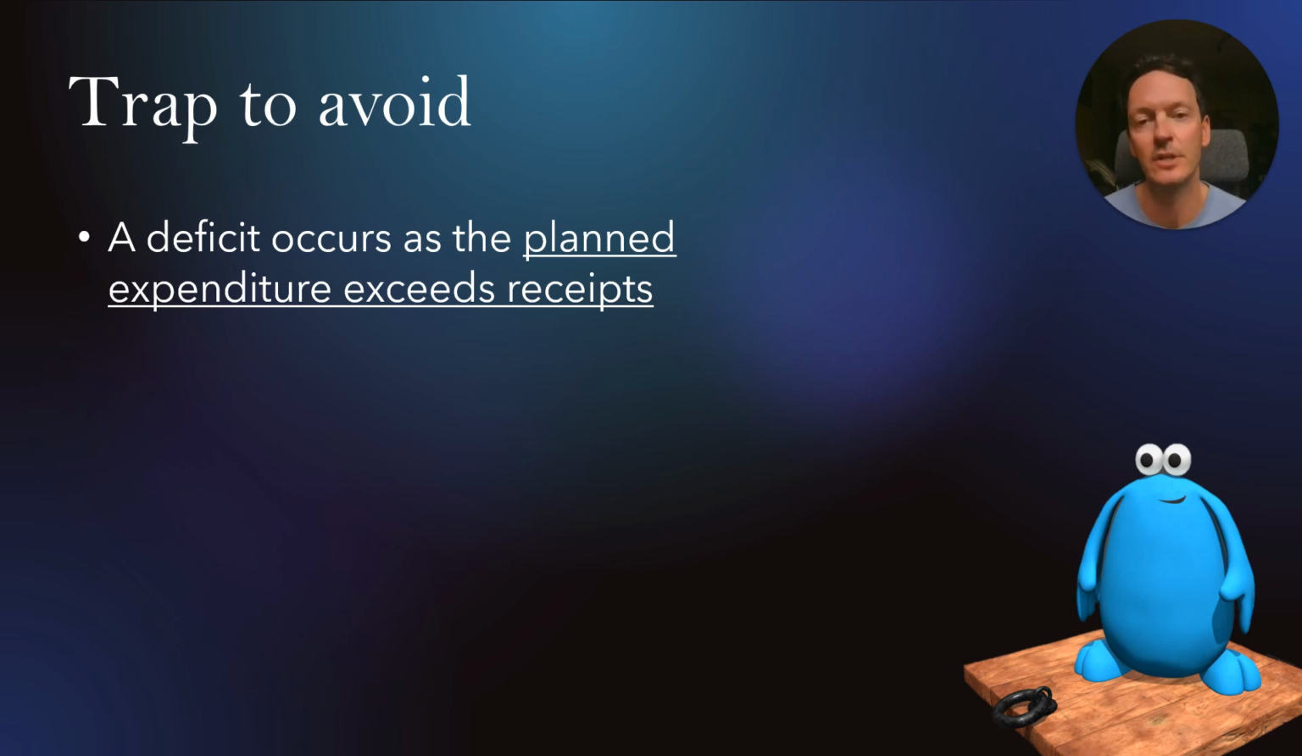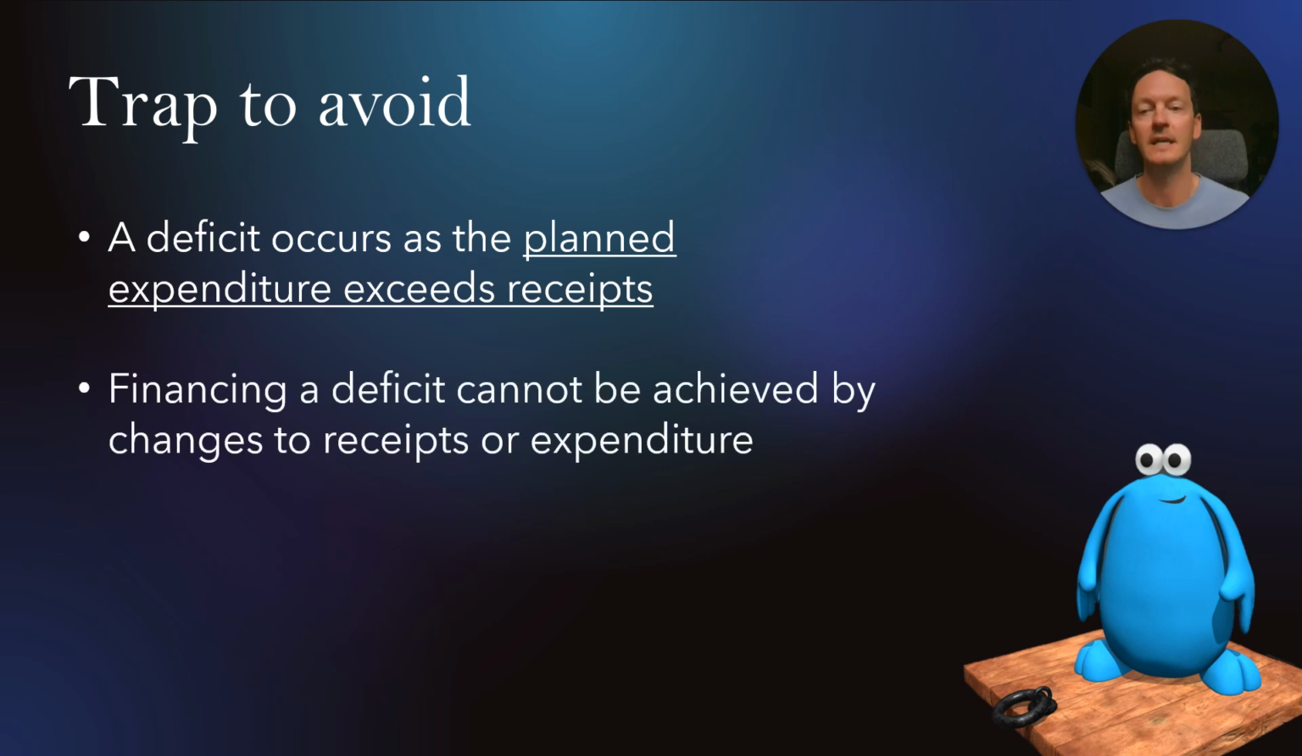So don't forget, a deficit occurs when the planned expenditure exceeds receipts. And you can't finance this shortfall by changing the plan. That's not really what we're talking about here, because the government has made these decisions on what they want to receive in the form of taxation and what they want to spend in the form of expenditure for very good reasons, for the welfare of its citizens, for macroeconomic reasons to speed up or slow down the economy. So the receipts and expenditure, when you get to your budget outcome, stay.